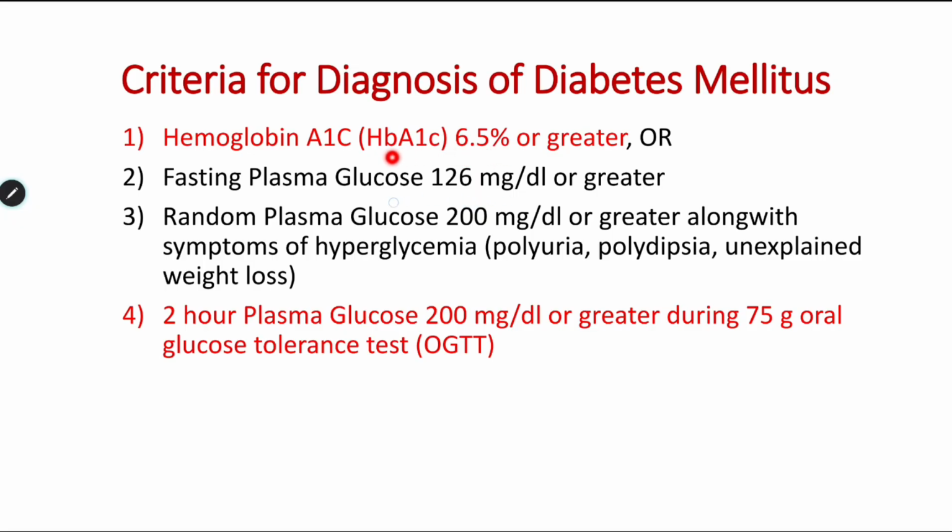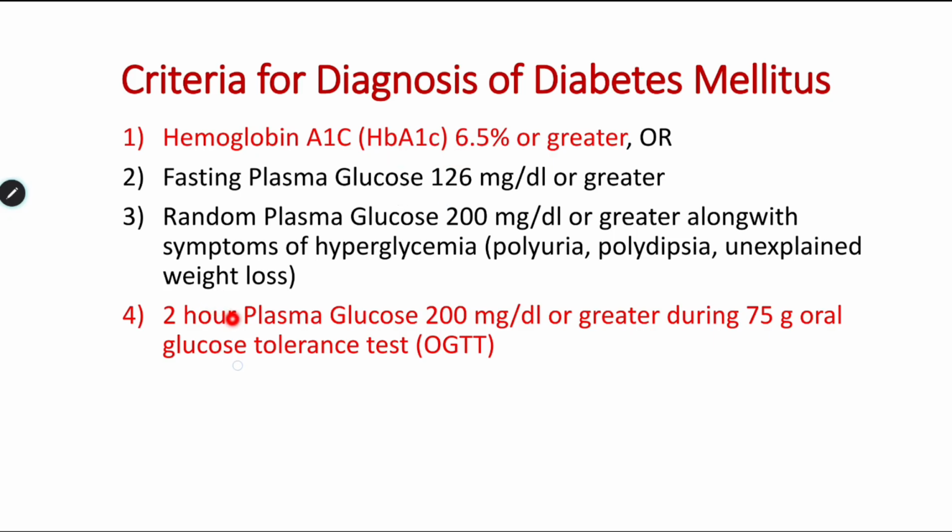Now, what is the difference between glycation and glycosylation? Glycation is non-enzymatic addition of glucose to hemoglobin, whereas glycosylation is enzyme-mediated addition of glucose to any molecule. Enzyme-mediated addition of glucose is glycosylation, and glycation is non-enzymatic or spontaneous addition of glucose to hemoglobin.